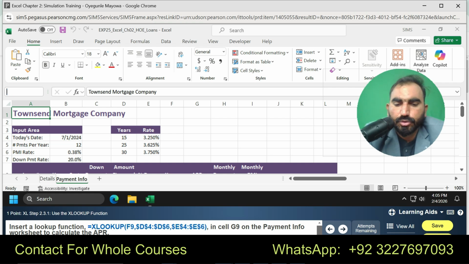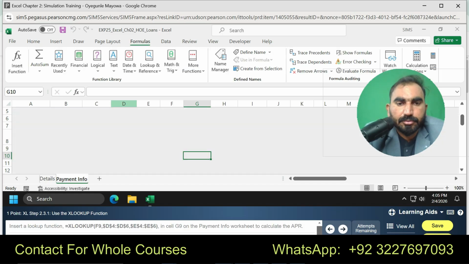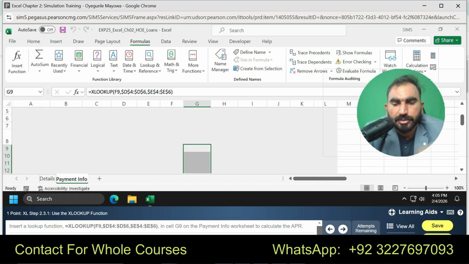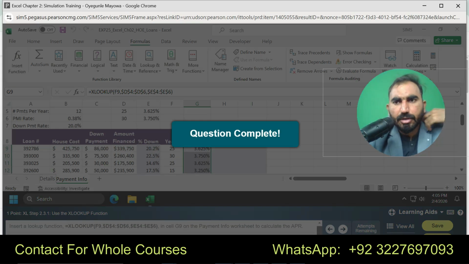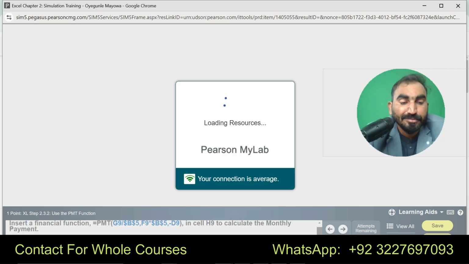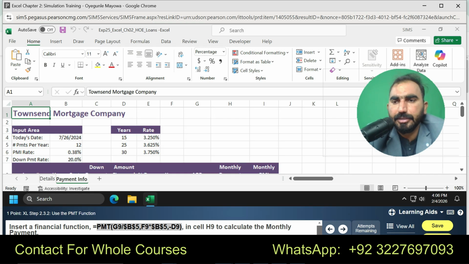In G9, I am going to insert the XLOOKUP function and copy the formula in the remaining cells G10 to G13 by using the fill handle. I have completed question number 8. Now I am going to move to my next question, question number 9. Insert a financial function known as PMT: G9 divided by B5, then F9 multiplied by, then select the range. Okay, I have copied the range.